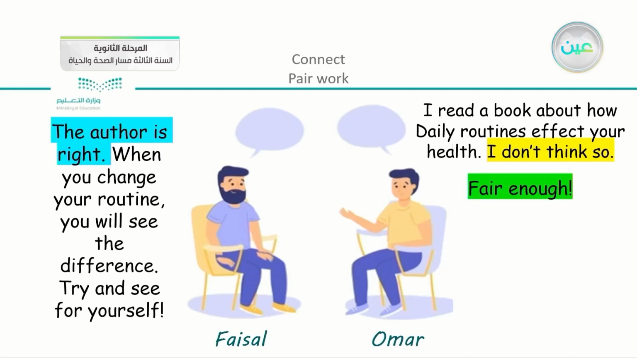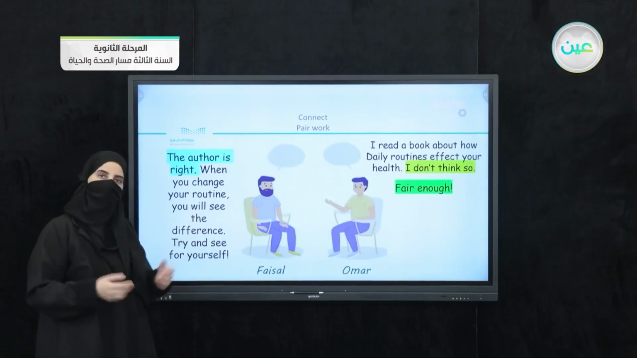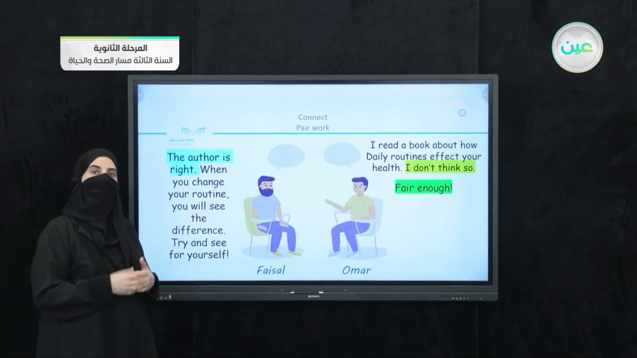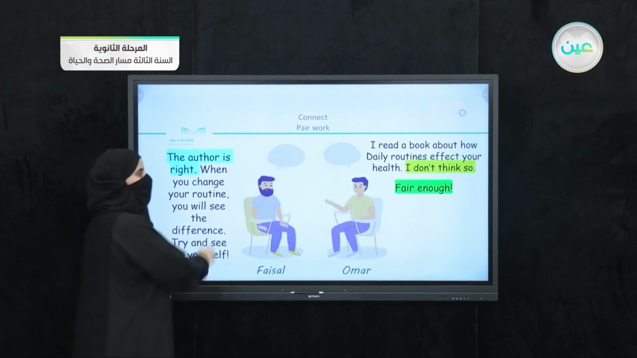Here we have another expression, which is "fair enough." So you can see that Omar agreed with Faisal. "Okay, fair enough, maybe he is right." So did he disagree? No, he just gave an opinion and then he went back and agreed with Faisal.